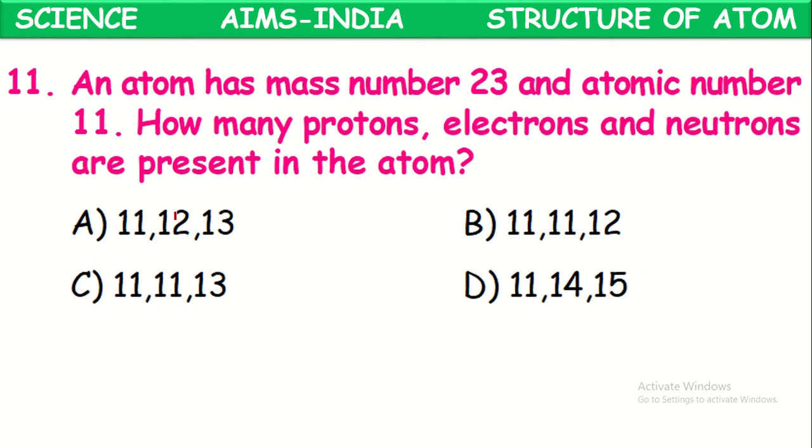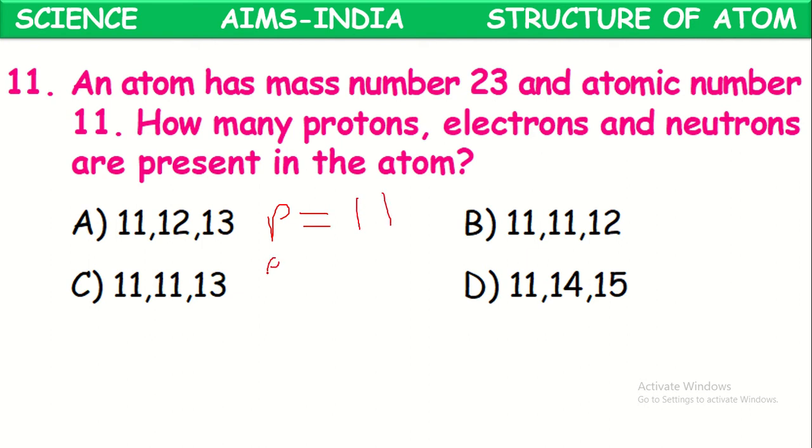Next, an atom has mass number 23 and atomic number 11. How many protons, electrons and neutrons are present in that atom? If its mass number is given as 23 and atomic number is 11, what can we say? First they are asking about protons. Proton number will be equal to atomic number, 11.